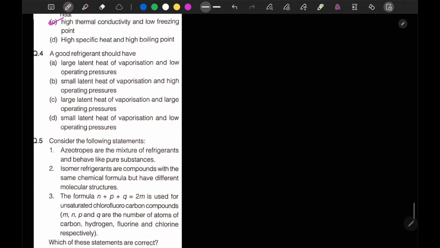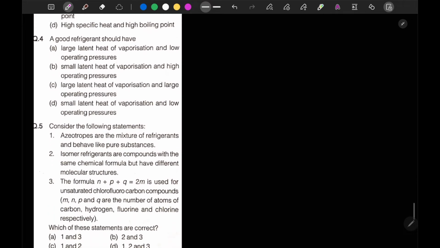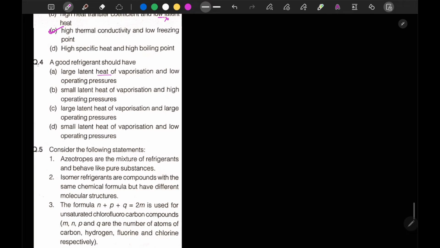Moving to next question. A good refrigerant should have large latent heat of evaporation and low operating pressure. Yes, of course. If we have large latent heat of evaporation and low operating pressure, in that case our refrigeration factor will be maximum. Next, small latent heat of evaporation: this is incorrect. Large latent heat of evaporation and large operating pressure: no. Small latent heat of evaporation and low operating pressure: no. So here option A should be correct.